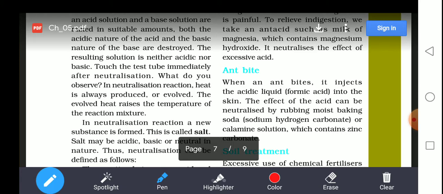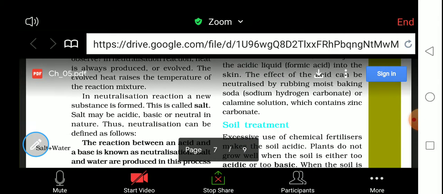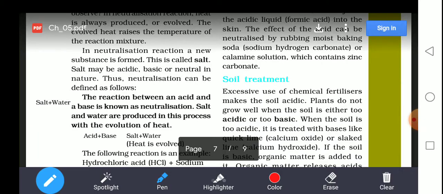Baking soda, that is sodium hydrogen carbonate, or calamine solution. Calamine solution contains zinc carbonate. So you have to use sodium hydrogen carbonate and zinc carbonate. These are very important. You have to underline them and you have to learn them.